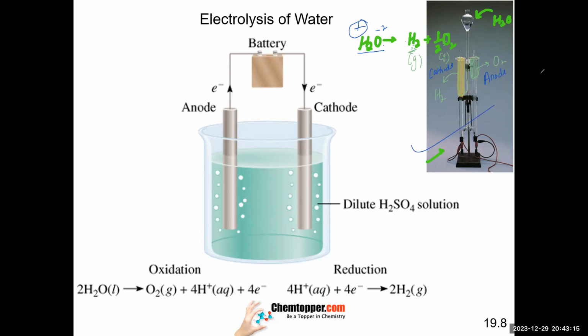So this question can be there. They may ask you the ratio of the volumes. From the ratio of the volumes, you can identify the gases. From the identification of the gases, you can identify which one is cathode and which one is anode. Moving on, children.